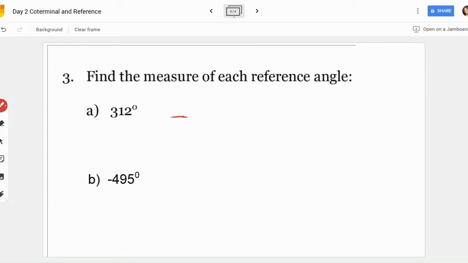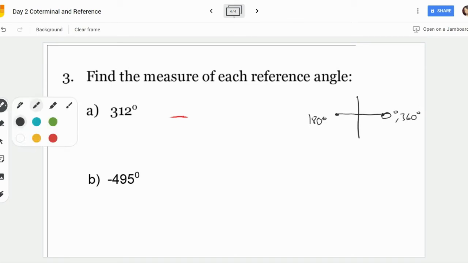So a reference angle, really the key thing is that we really only care about how far away our angle measurement, in this case 312, is from 0 degrees or 180. Those are the two angle measurements that are on the x-axis. But also, if you did a full circle, 0 and 360 are the same spot. So 360 is also considered one of the numbers we're looking for.